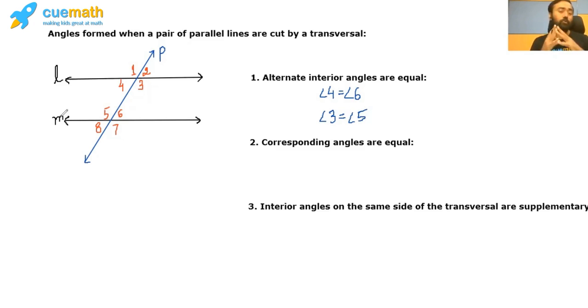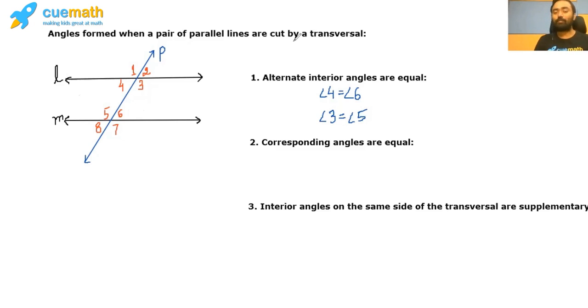We can also use the reverse of this result. If angle 4 at this specific position is equal to angle 6 at this specific position, and these two angles are equal, then we can also state that the lines L and M are parallel. So we can use both results based on this concept.